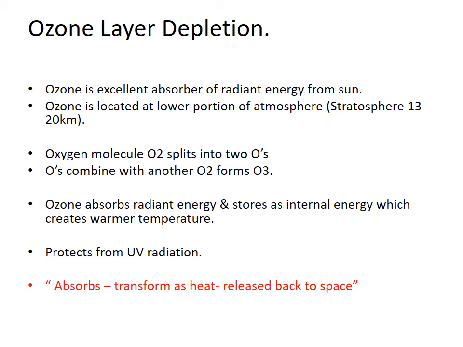Ozone layer depletion. Ozone is an excellent absorber of radiant energy from the sun. Ozone is located in the lower portion of the atmosphere, that is the stratosphere, in the 13 to 20 km range. An oxygen molecule O2 splits into two O's. The O's combine with another O2 to form O3. Ozone absorbs radiant energy and stores it as internal energy, which creates warmer temperature, protects from ultraviolet radiation, absorbs, that is, it transforms it as heat, released back to space.